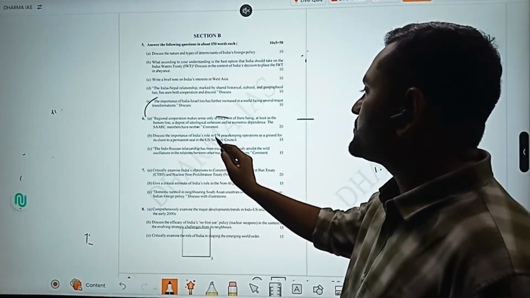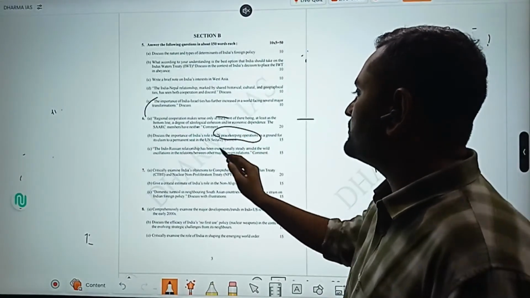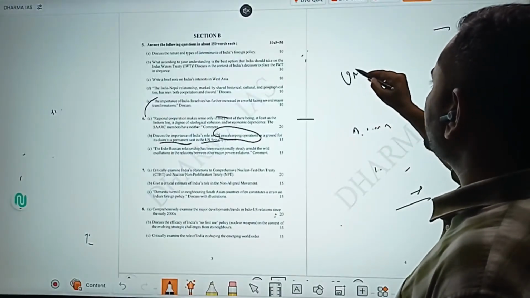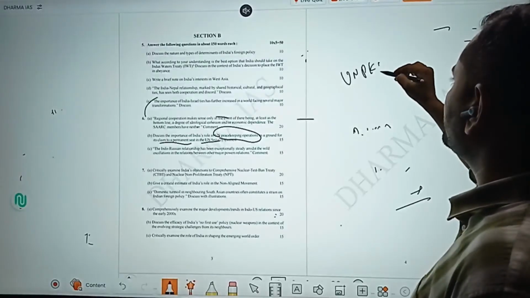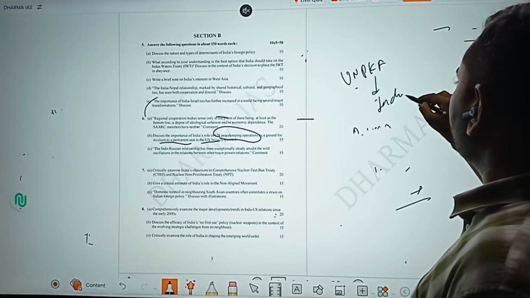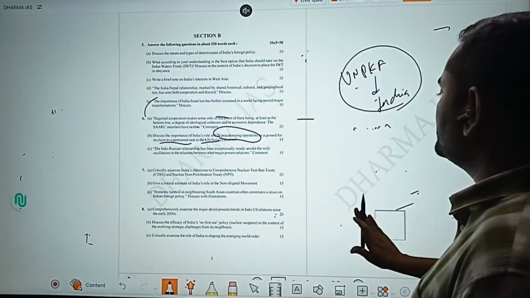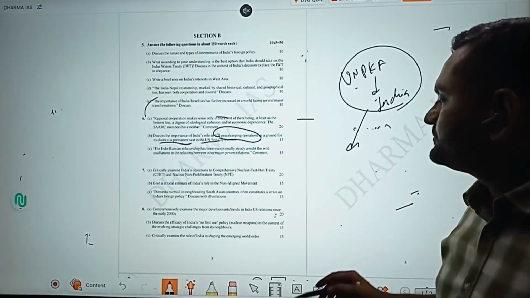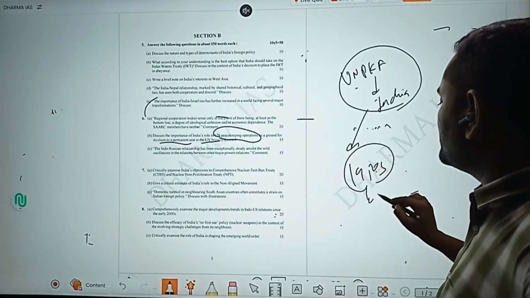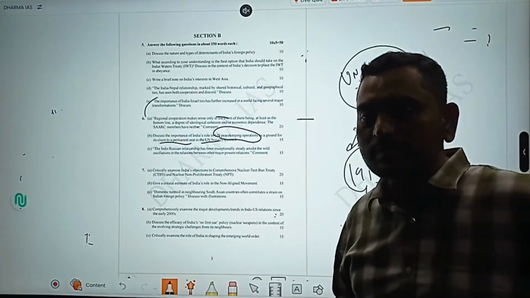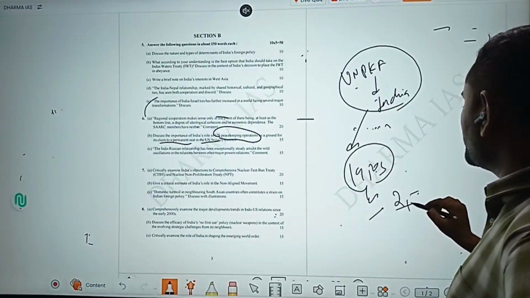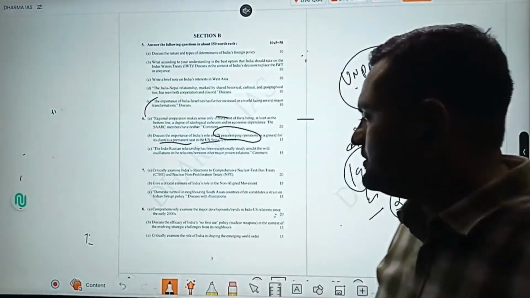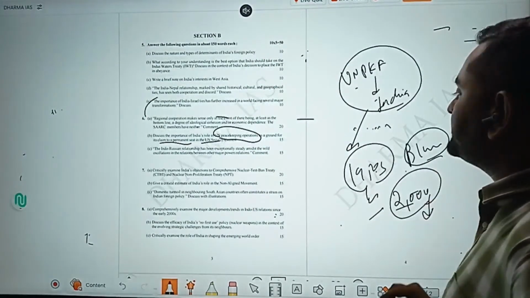Discuss the importance of India's role in UN peacekeeping operations as a ground for its claim to a permanent seat in the UN Security Council. Okay, I have shared one file, United Nations Peacekeeping Force and India, the Ministry of External Affairs file on India's role in UN peacekeeping forces. We all know that since the 1950s, India has been a regular contributor to UN peacekeeping forces. More than 2 lakh personnel we provided to UN peacekeeping, for the blue flag or blue helmet.